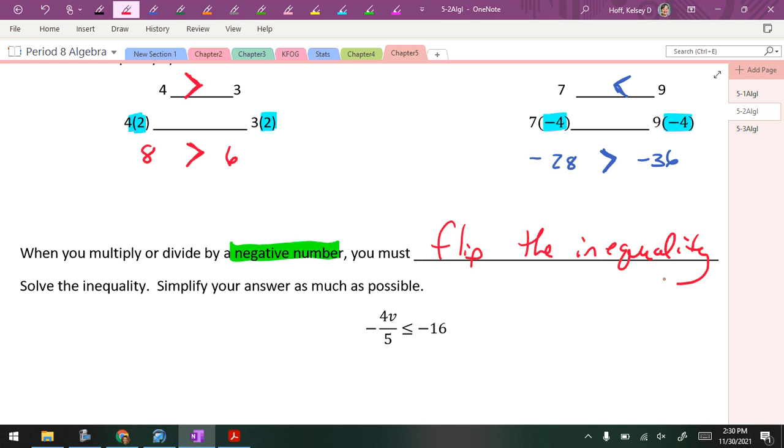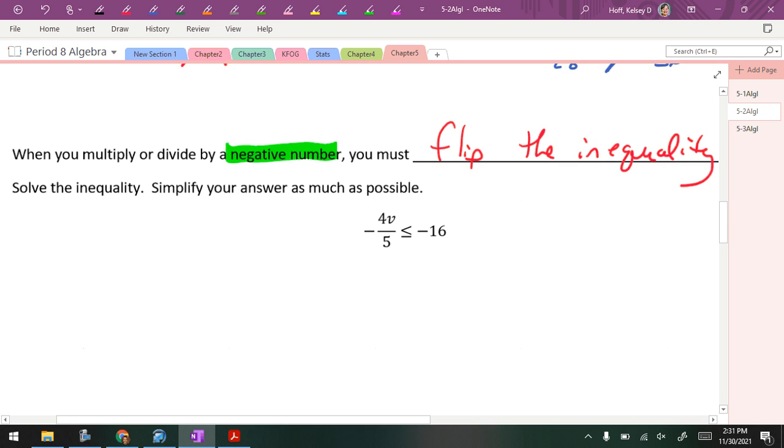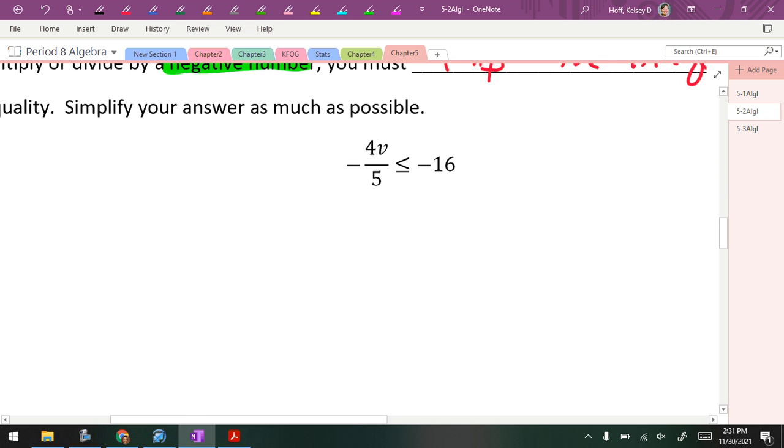Okay, so solve the inequality. Simplify your answer as much as possible. What should I do with this one? Times by 5? You want to go -5? Okay. So if we go by -5, 2 negatives make a positive. My 5's cancel. I'm left with 4v.